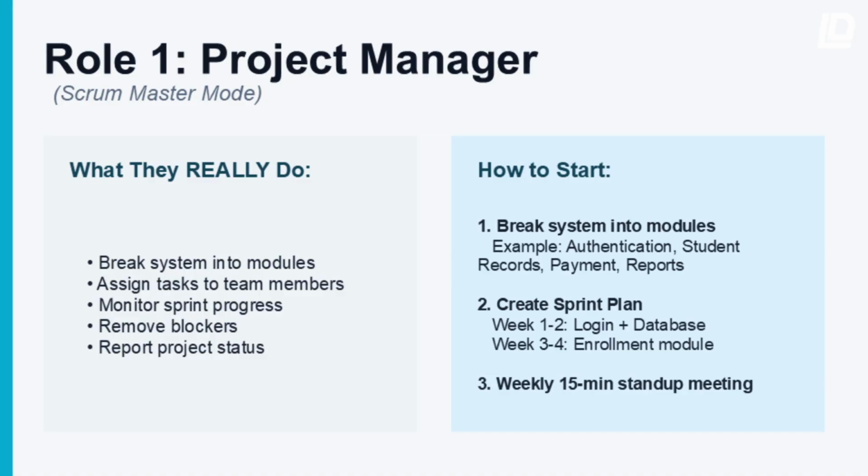So how do you actually start doing this? Step 1. Break your system into modules. Look at your enrollment system and identify authentication module, student records module, payment module, reports module. Step 2. Create a sprint plan. Week 1 and 2, focus on login and database setup. Week 3 and 4, tackle the enrollment module. Step 3. Run a weekly 15-minute stand-up meeting. Keep it short and focused. This is real project management. And you can talk about it in interviews.